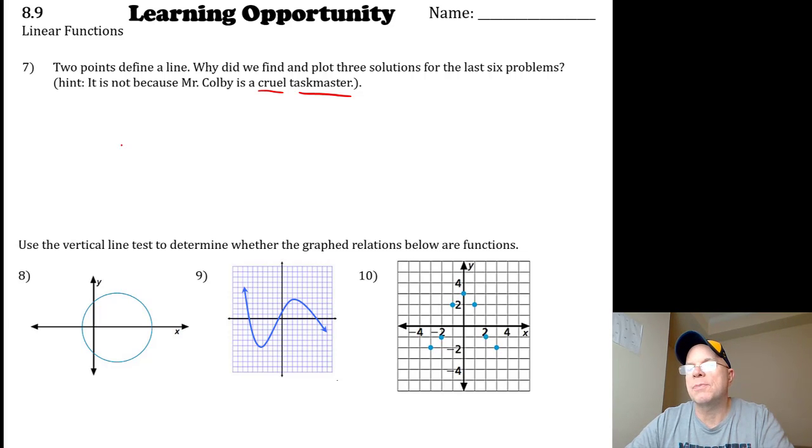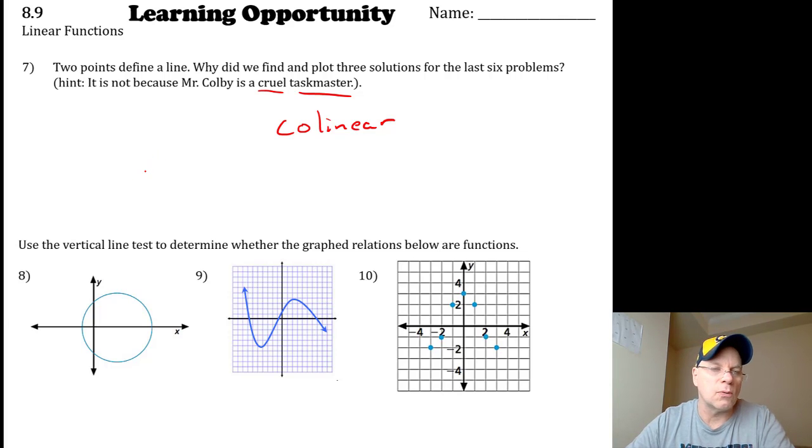If all 3 of those points are collinear, if they all 3 exist on the same line, then the chances that you made an error are nearly 0. Not exactly 0, you could have made a mistake on all 3 of them, but very nearly 0. So the best answer is it's a way to check your work. It's a way to see if your points are reasonable. But anything you said that you think is a good answer is good with me.